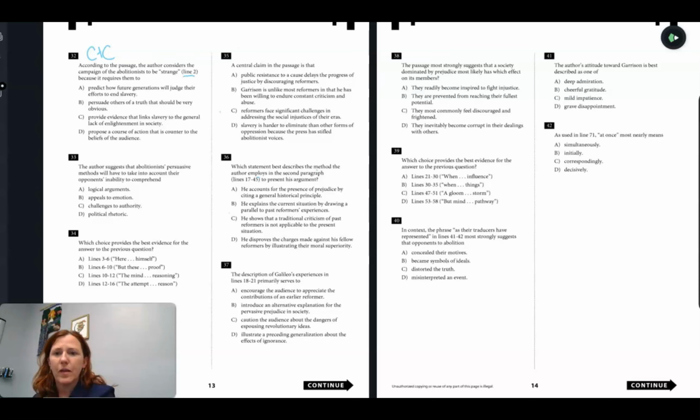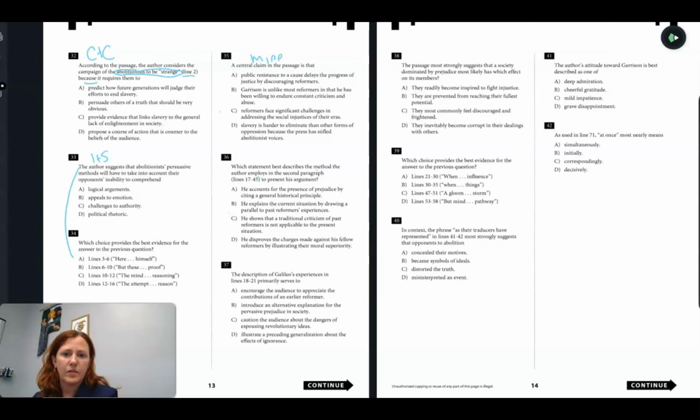I'm going to be thinking about what the author considers the campaign of the abolitionists to be strange because it requires them to do something. So what the abolitionists are doing is strange because of what? The author suggests, I know this is an inference question, it has a COE follow-up, so I don't need to know anything about this yet. Central claim in the passage, that's a clear MIPP, main idea.